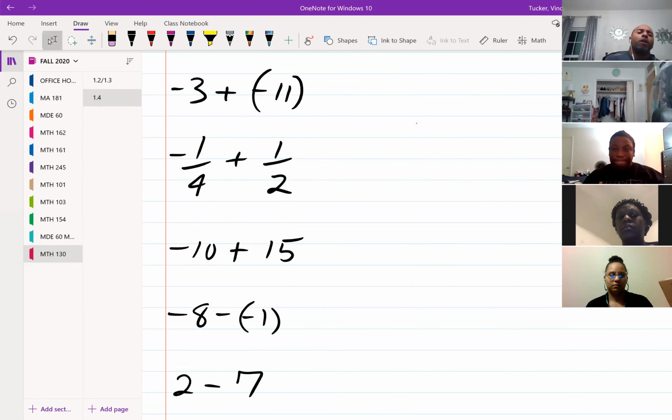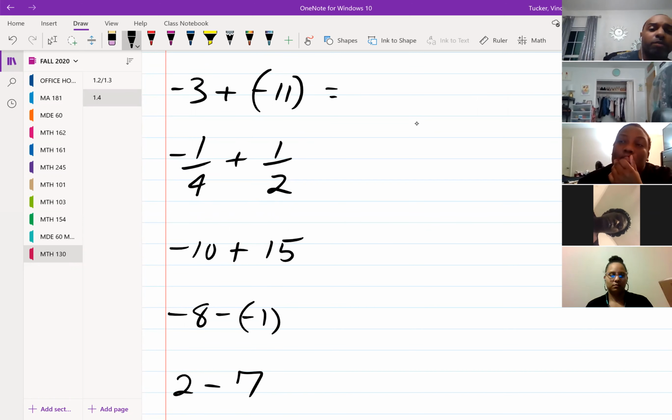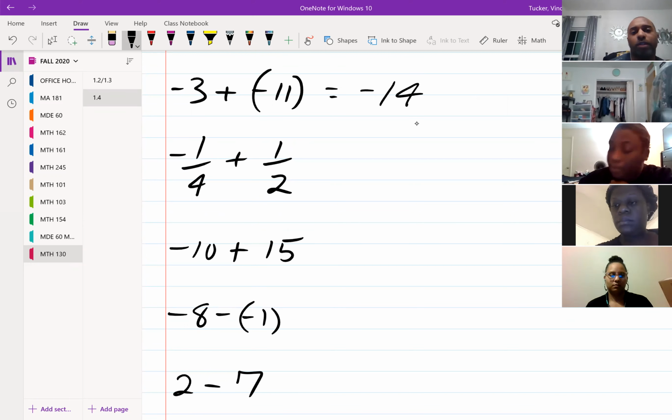All right, so let's just do a few just to reiterate or reemphasize those rules that we just finished talking about. So we have -3 plus -11. Remember, same signs, you're going to add them and keep the sign that we're dealing with. So -3 plus -11 is -14.